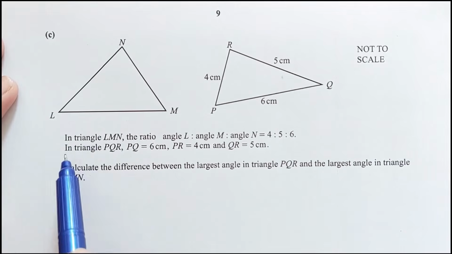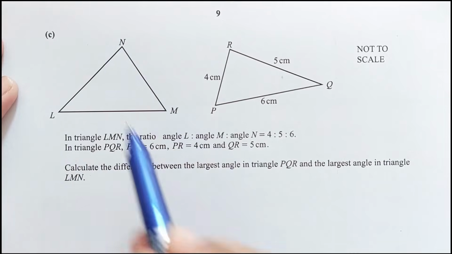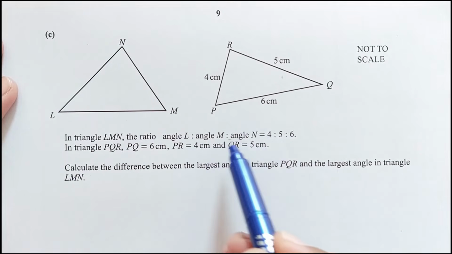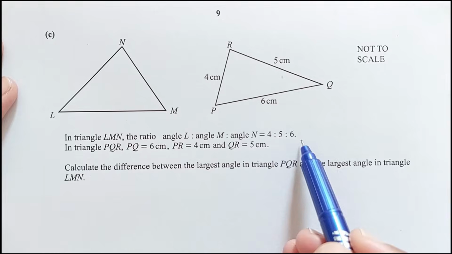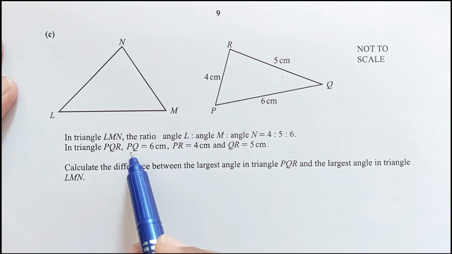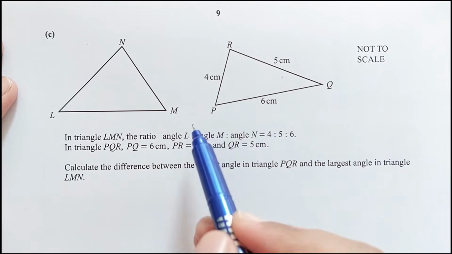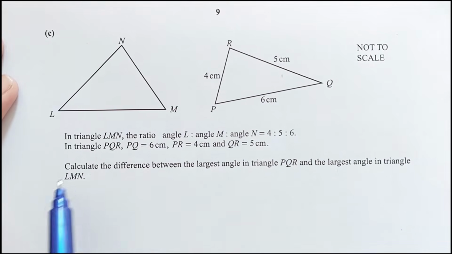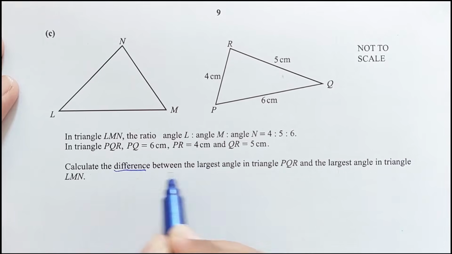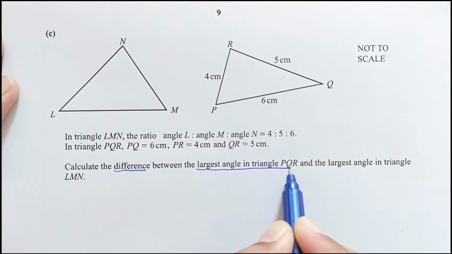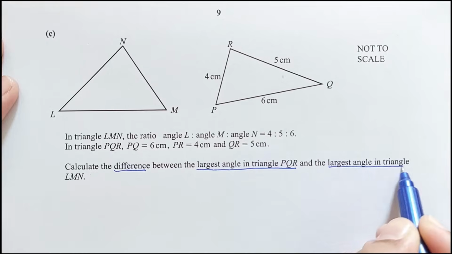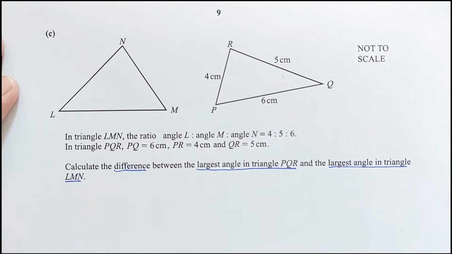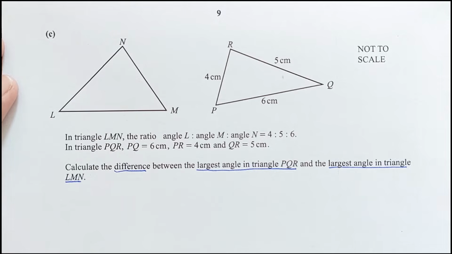Now for part C, in triangle LMN, the ratio angle L, angle M, angle N is 4, 5, 6. In triangle PQR, PQ is 6 centimeter, PR is 4 centimeter, and QR is 5 centimeter. Calculate the difference between the largest angle in triangle PQR and the largest angle in triangle LMN. So basically we have to find the biggest angle in both triangles, and take its difference.